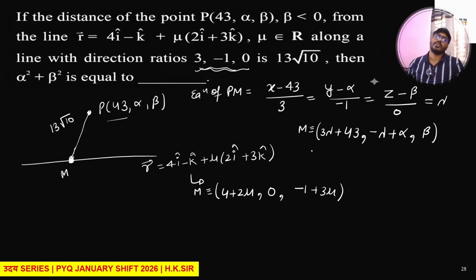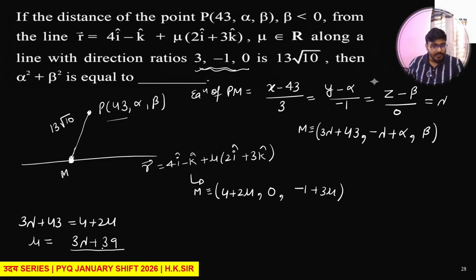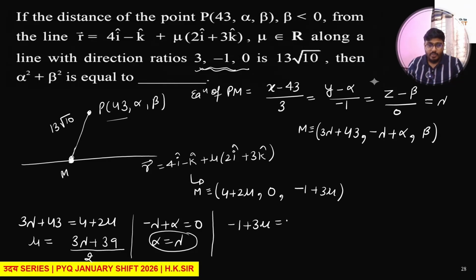So how to find the point of intersection if both points are the same? So 3 lambda plus 43 equal to 4 plus 2 mu. From here, what is the value of mu? Mu is equal to 3 lambda minus 43 minus 4 is 39, 39 divided by 2, this is mu. Okay, what about the second one: minus lambda plus alpha equal to 0, so alpha equal to lambda. Okay, third: minus 1 plus 3 mu is equal to beta.